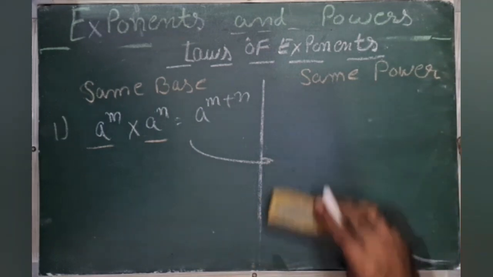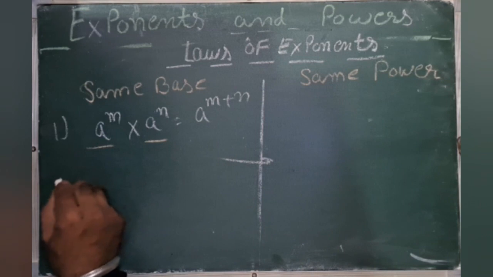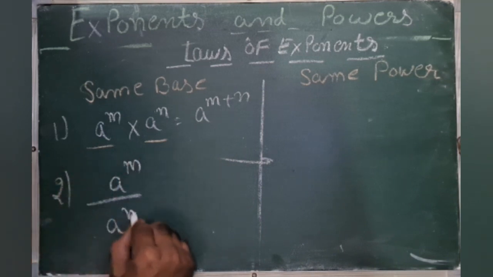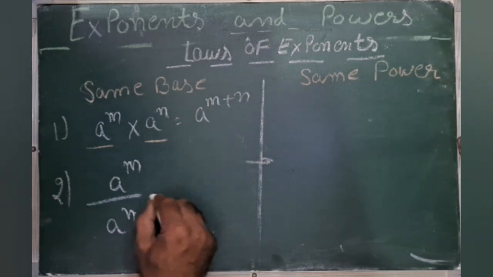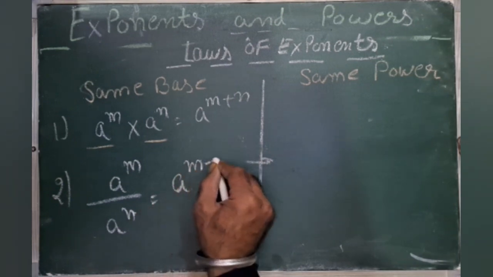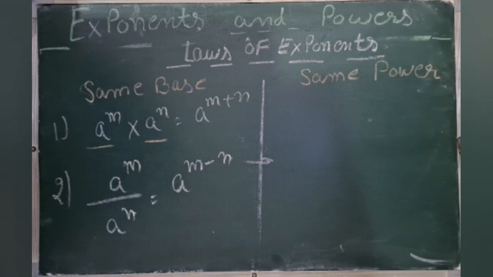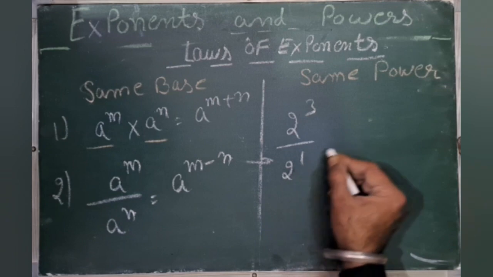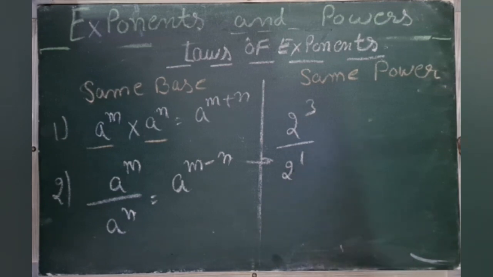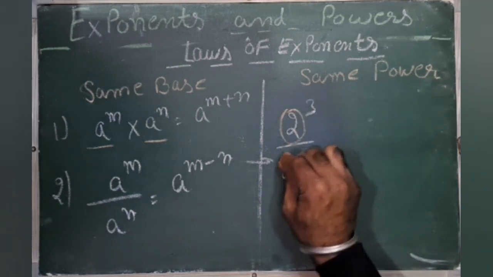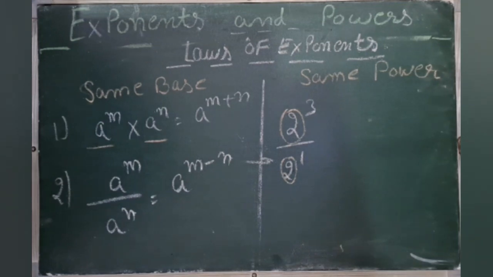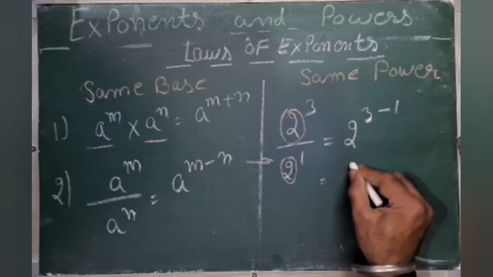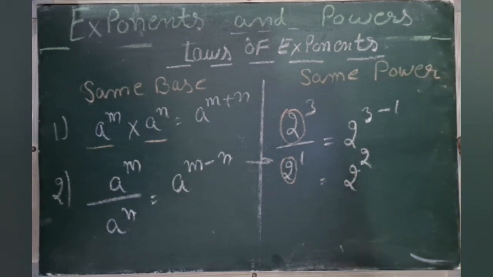Now second one. If a power m upon a power n, so what do we have to write? So that means a power m minus n. So in this case, like 2 power 3 and 2 power 1. So again the base is same. Both have 2 as the base, and 3 and 1 are the exponents. So in this case we subtract the exponents. 2 power 3 minus 1 is 2 power 2.